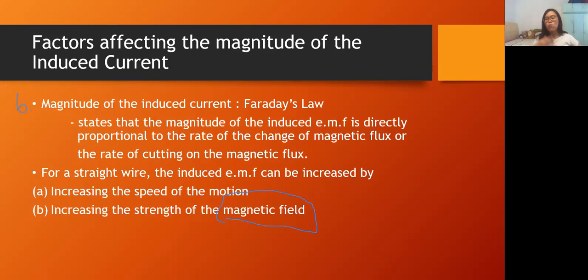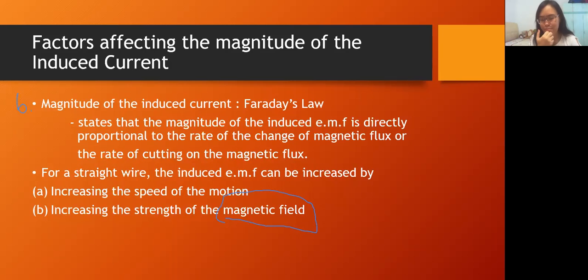Number of turns in where? More. Correct. Number of turns in where? In the coil, in the solenoid. Correct. Okay, in the solenoid.